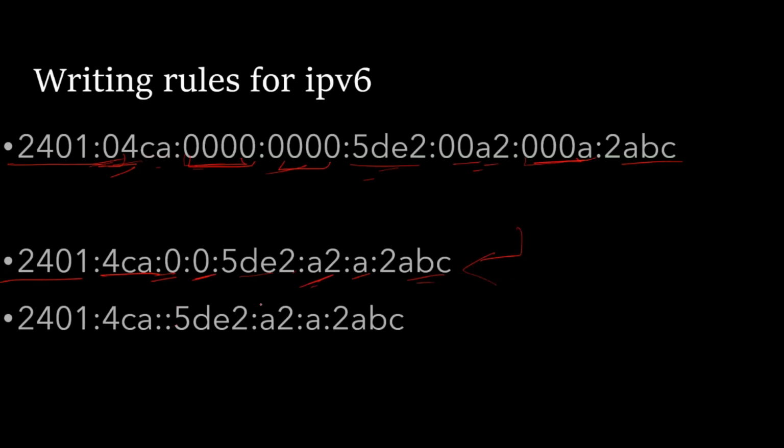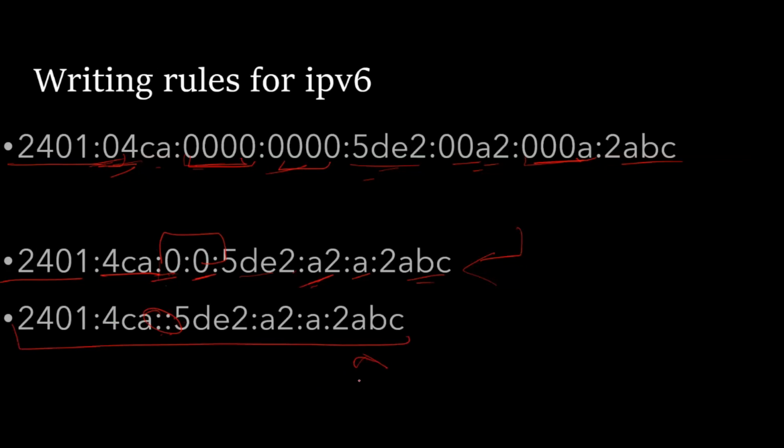And after that, the second rule is, if you find consecutive zero fields, we have these two zero fields available. So we can just remove both of the zeros and write a double colon in place of 0 colon 0. Now we can write it out.